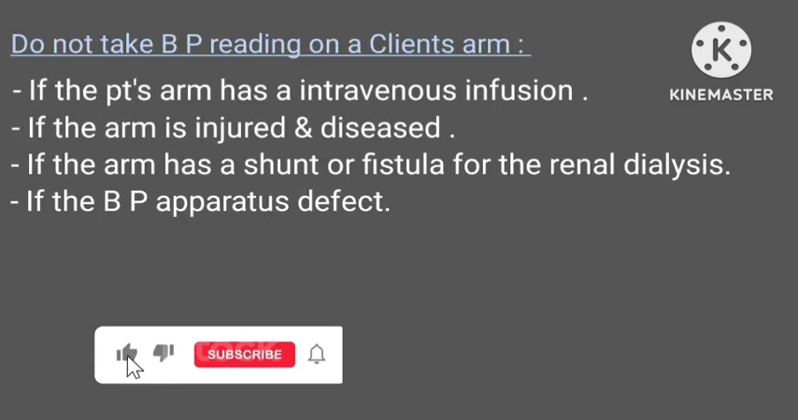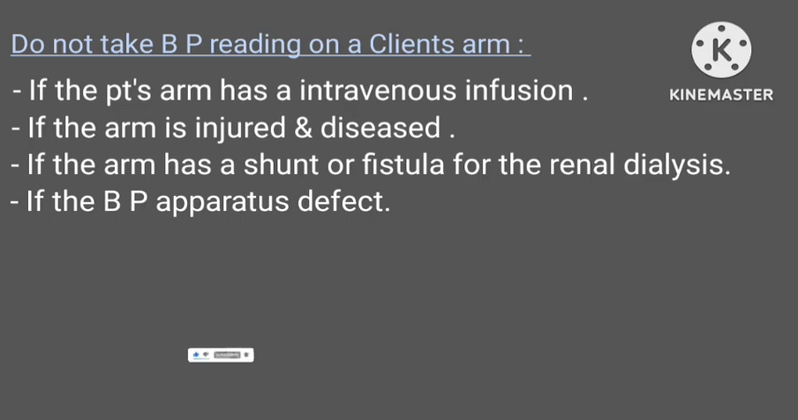Then let's discuss when not to take a blood pressure reading on a client's arm. First, if the patient's arm has an intravenous infusion, do not check blood pressure. If the arm is injured or diseased, do not check blood pressure. If the arm has a shunt or fistula for renal dialysis, do not check blood pressure. If the BP apparatus is defective, do not check blood pressure.